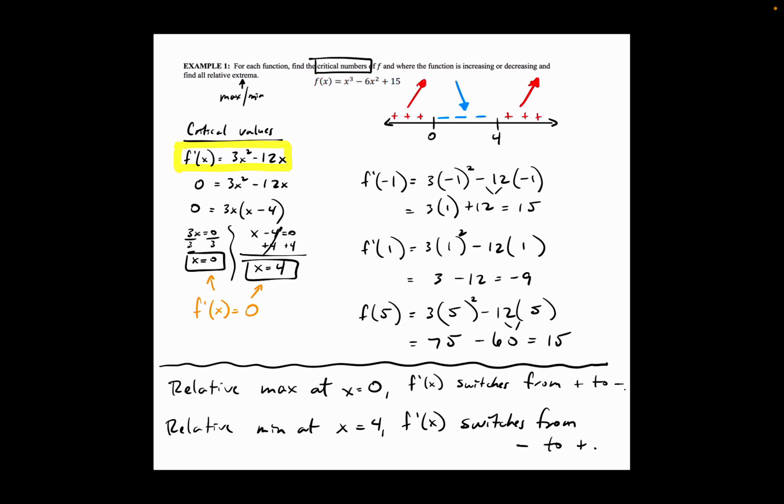Again, these could also be absolute, but we don't know. So all absolutes are also relative, but all relatives are not absolute. So that's why they usually ask you to find relative. We'll do absolute a little later, but they'll always ask you, most of the time they'll ask you for absolute.